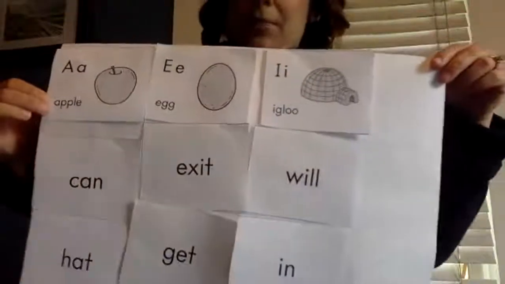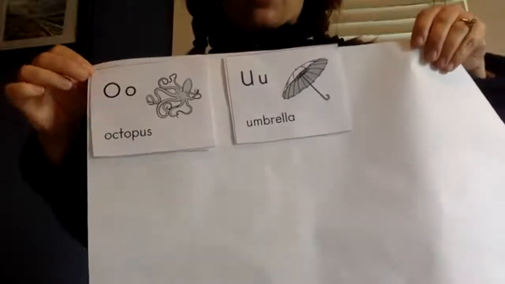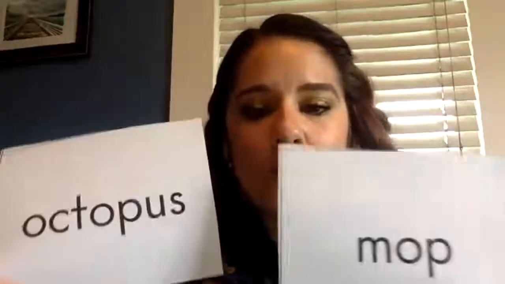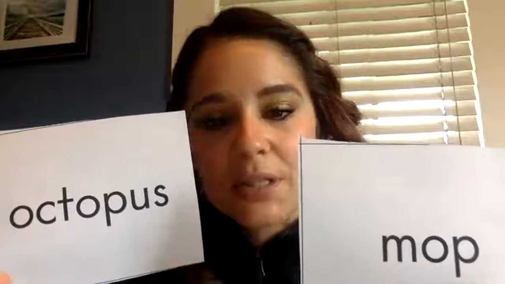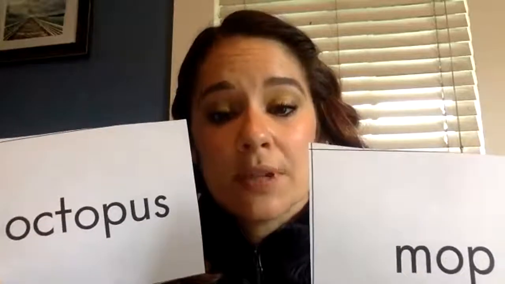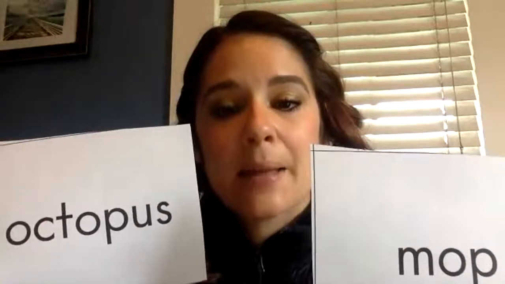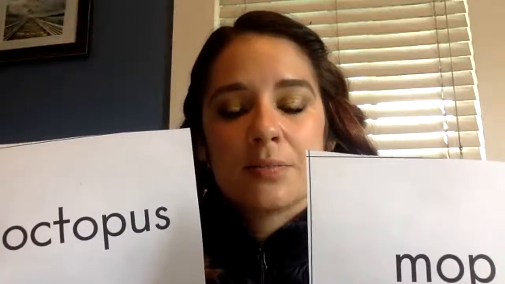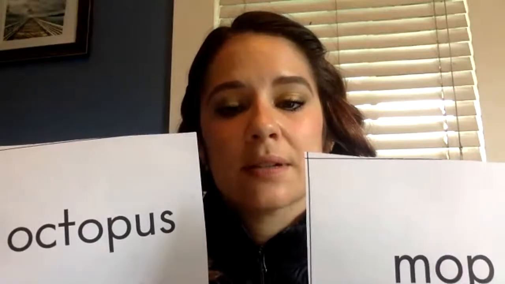Next, since my paper wasn't big enough, I'm flipping the chart over, and we're going to look at O and U, okay? Look at this word, octopus and mop. Wow, what a big difference in these words. What are some things that you notice about octopus and mop? Go ahead and talk about what you notice.